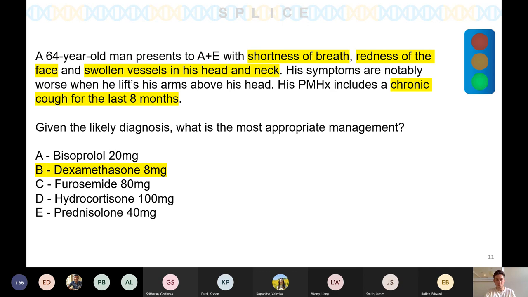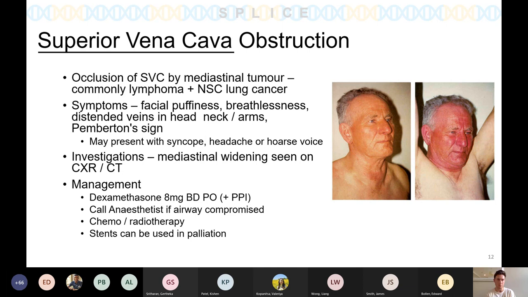On that point, superior vena cava occlusion is essentially what it says on the tin. The tumor grows so much that it compresses the SVC and prevents drainage back into the heart. So the blood backs up into the veins of the arms, neck, and head, which gives you these symptoms of puffiness and visible distended veins. And then Pemberton's sign, which is shown in the picture on the right, is when these patients lift their arms above their head, and all the blood goes rushing into the SVC. It can't drain, so it backflows into the head and neck, making someone go this bright red colour.